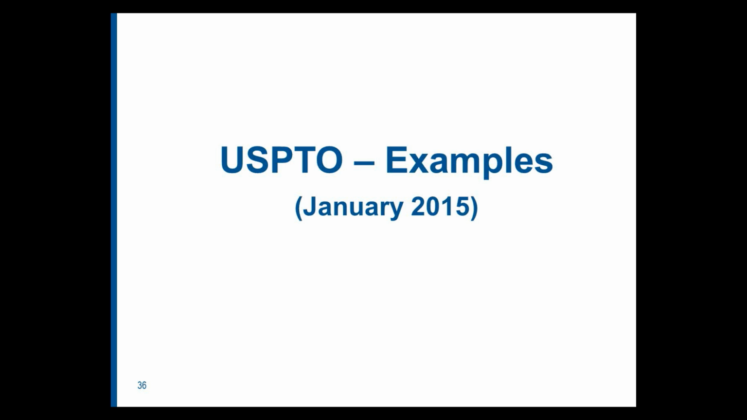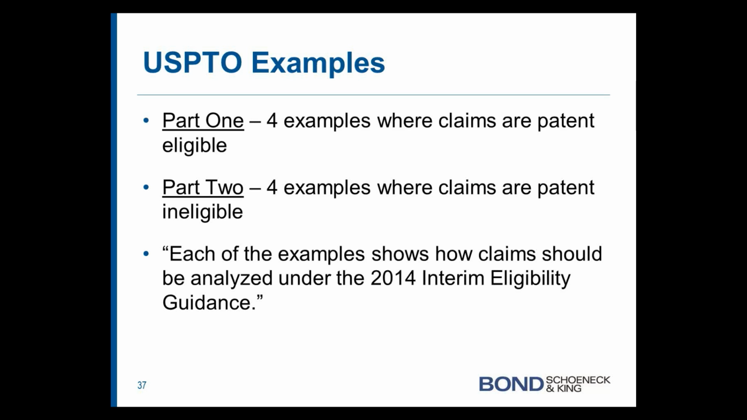And to further clarify, the PTO in January of this year provided several examples to not only examiners, but to those who were drafting patents. And in part one of the examples, there were four sets of claims where the claims were patent eligible. In part two of the examples document provided by the PTO, there were four sets of claims where the claims in question were patent ineligible.